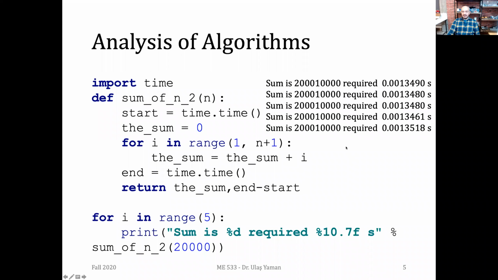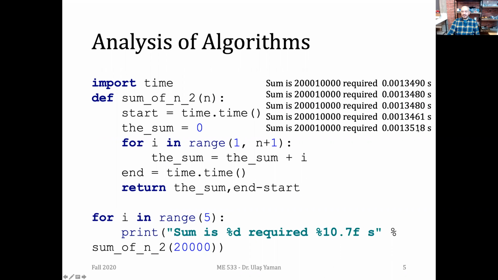So what is the sum? The sum is, as you see, a very large number, some 200 million, I think, yes, 200 million. The summation is obviously the same for the 5 rounds, since we are summing the same numbers. But if you look at the time, they are almost the same.